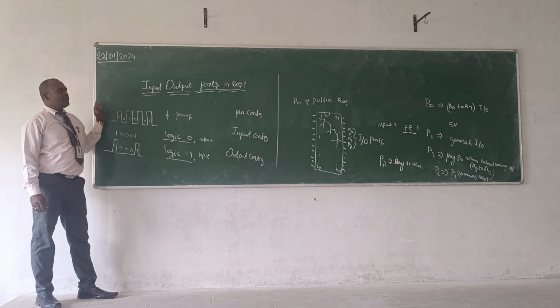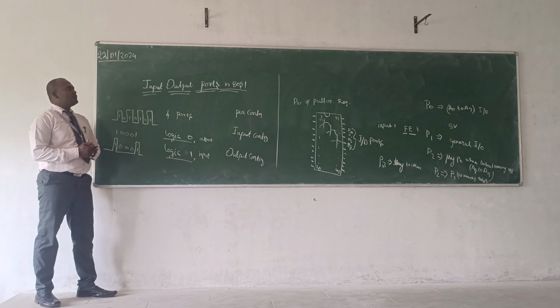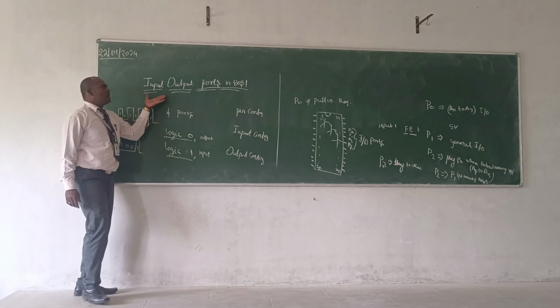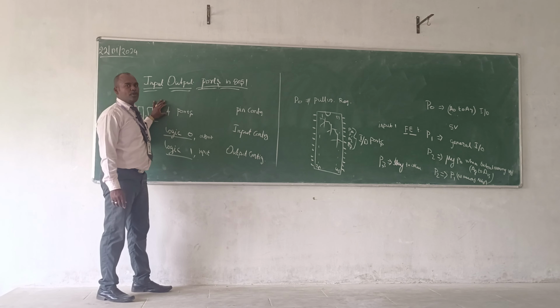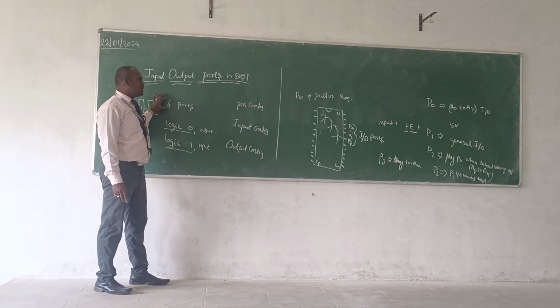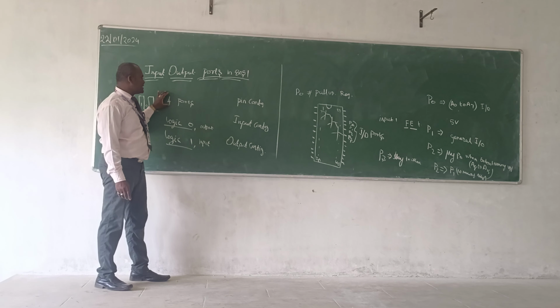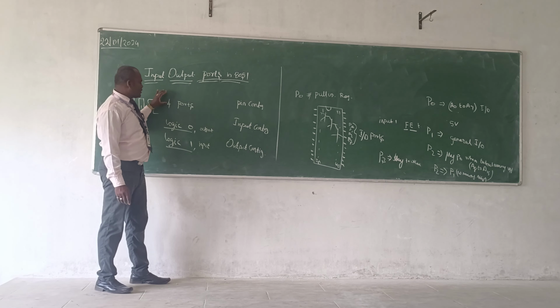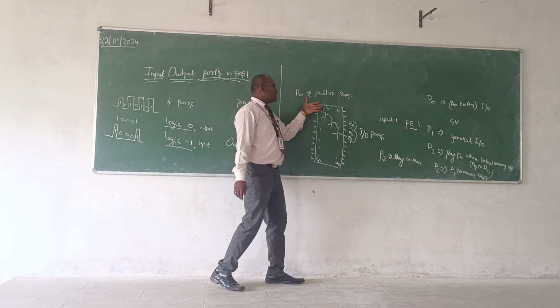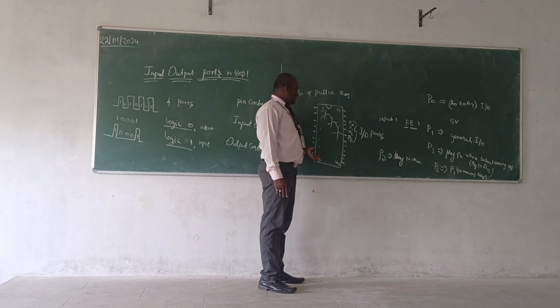Good morning. Today we are going to discuss the input output ports of the 8051 microcontroller. This microcontroller has four input output ports: P0, P1, P2, and P3. These are the four ports we can majorly use, and we are going to discuss them. As we all know, the microcontroller has 40 pins internally.